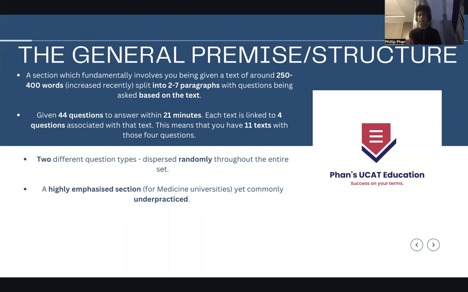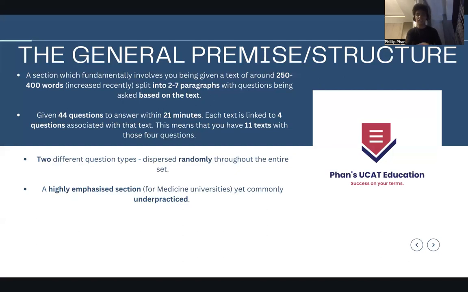So pretty much what you're going to have is a text with 4 questions attached to it. That means that if you have 44 questions, you have 11 texts with 4 questions each. So that's going to be quite a bit of reading to do, and you might get the idea it's really a bit hard to do within that time. There are 2 different question types that you can be asked as well, which we'll talk about later.